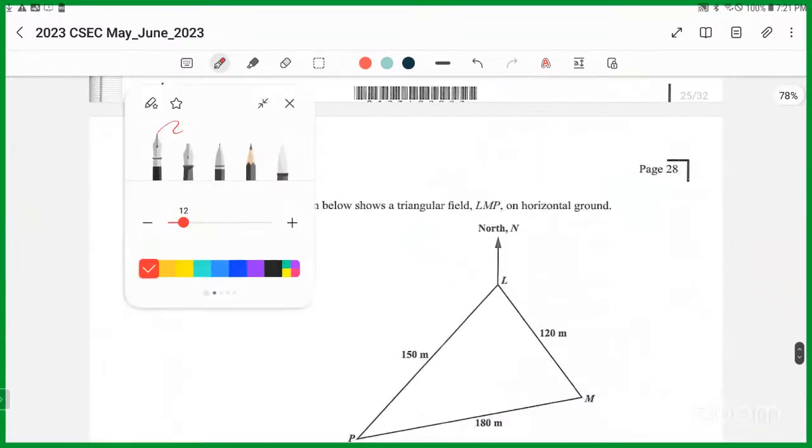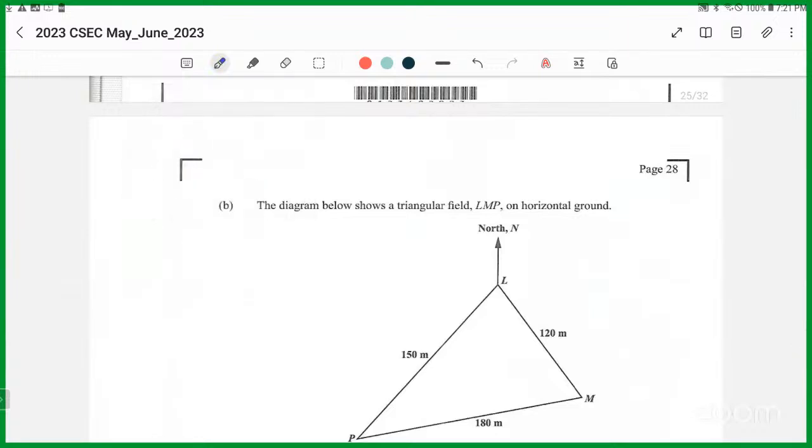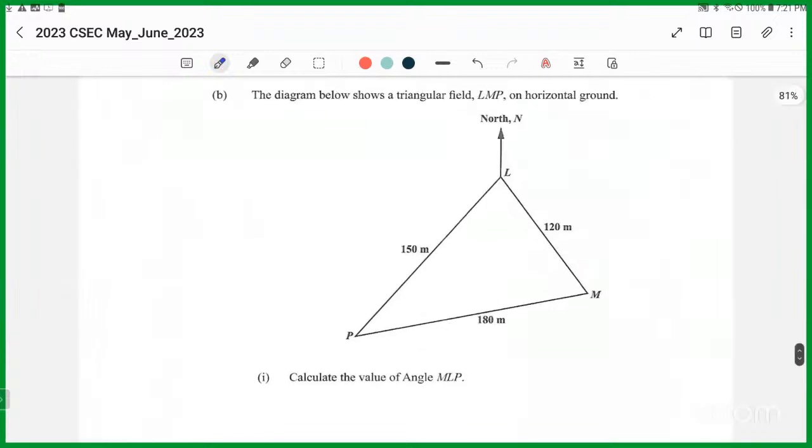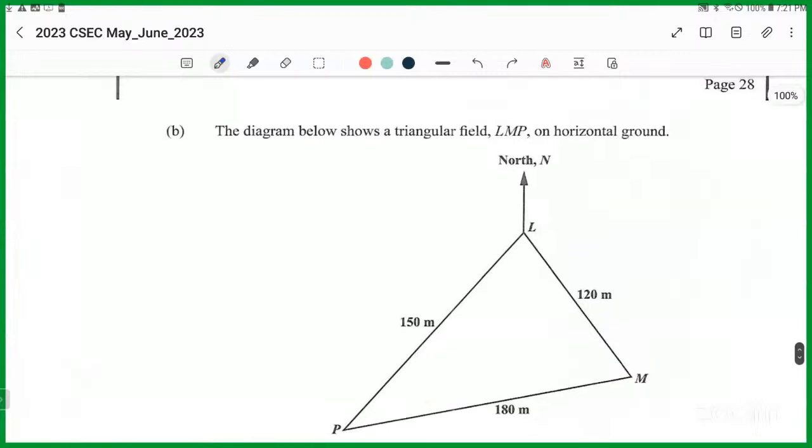Next question, please. Next question is a parent's question. It says, the diagram below shows a triangular field LMP on horizontal ground. They give us three sides. If you have three sides on a triangle and you want to find an angle, you're going to have to use cosine. Must know that. It says, calculate the value of angle MLP. That's the angle inside here. All right? Let's call it phi.